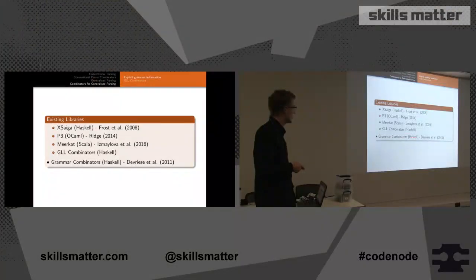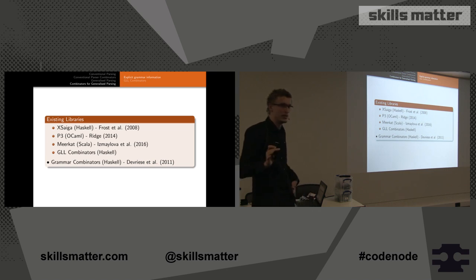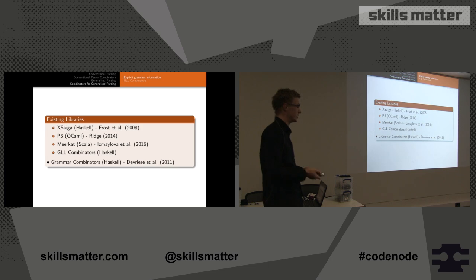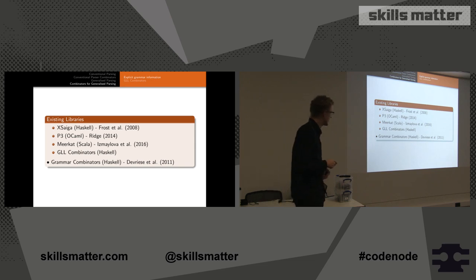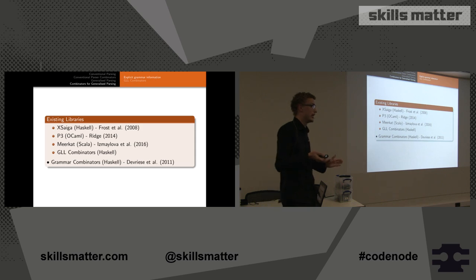And separately there's the grammar combinator library in Haskell, which doesn't actually provide generalized parsing, but it has this important idea that we use combinators to describe a grammar rather than a parser. And that's an idea that I've adopted in my library as well, and the same applies to P3 and, to a lesser extent, to the other libraries. But all these libraries must make some kind of choice of how to obtain observable sharing.